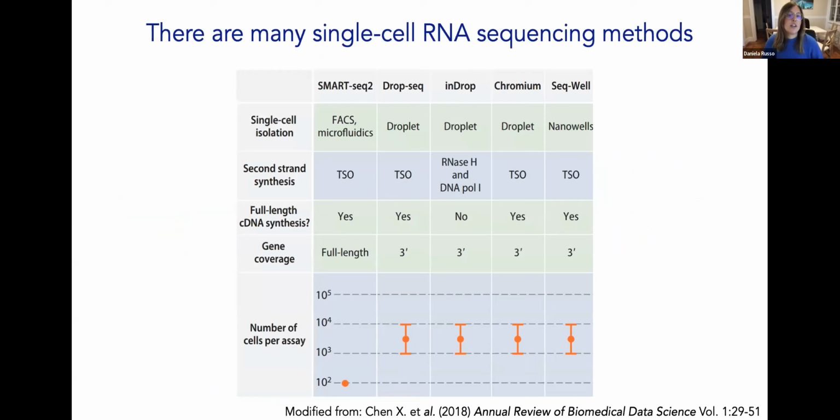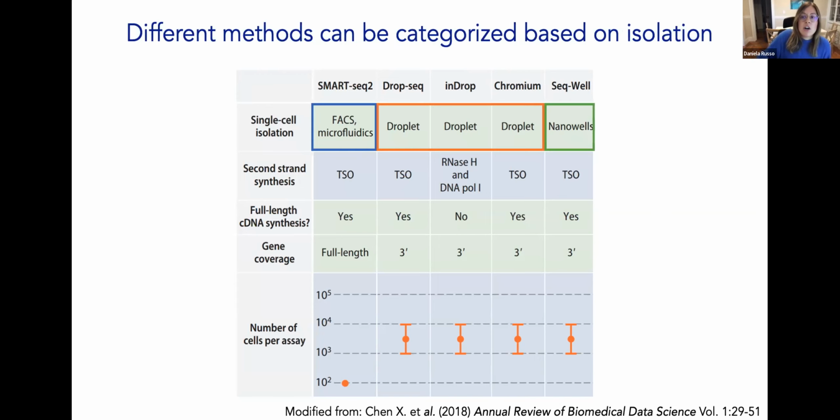And these are just some of the main groupings of single-cell RNA sequencing methods. So here we've included SmartSeq2, DropSeq, InDrop, the 10x Chromium platform, and SeqWell. These different methods are often categorized based on their isolation methods. SmartSeq2 focuses on FACS sorting into a 96-well plate, while DropSeq, InDrop, and Chromium focus on droplet-based methods of capture. And finally, SeqWell uses nanowells to capture.